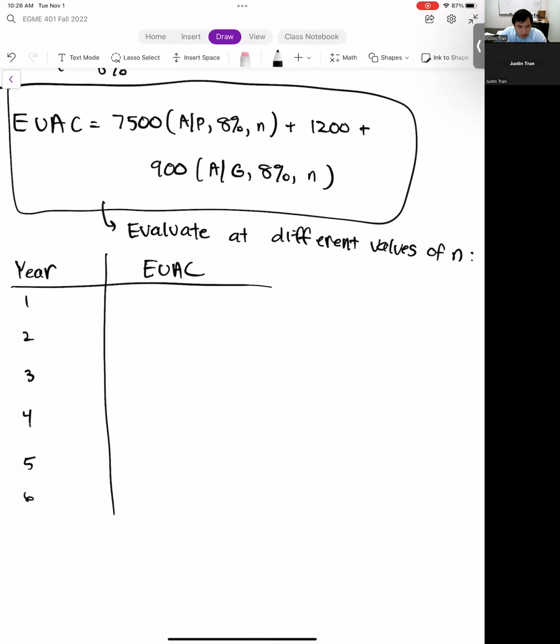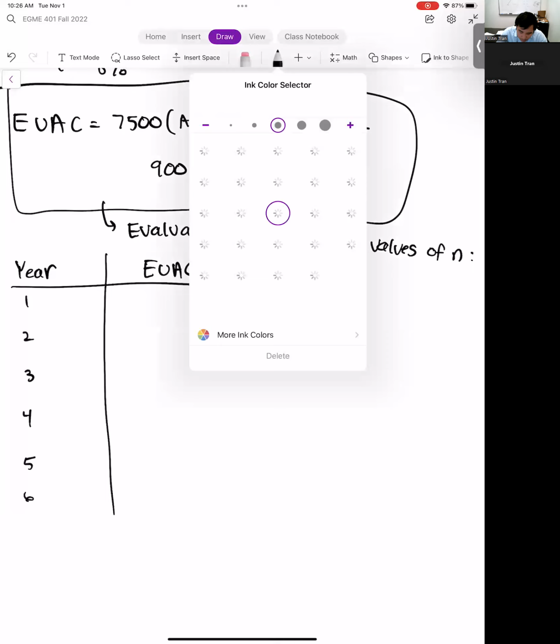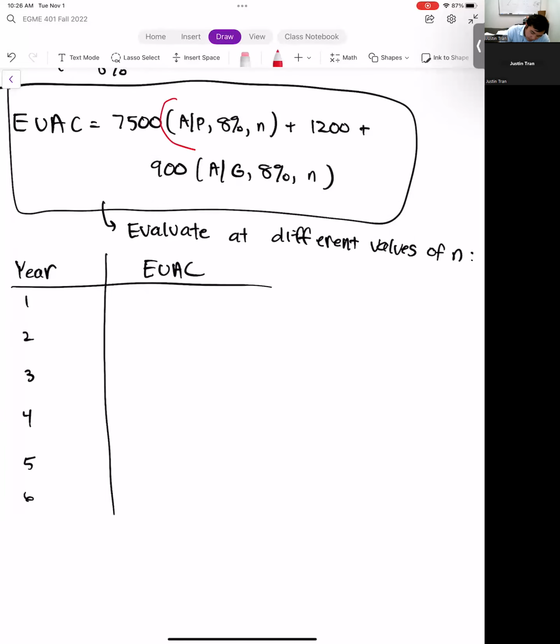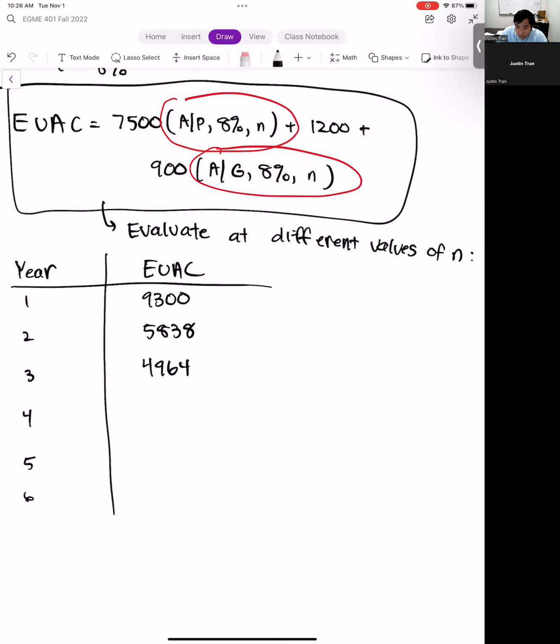If we plug in n equal to 1, that changes the values of this conversion factor and this conversion factor. What we get from that is an EUAC of 9,300. For n equal to 2, we get 5,838. For n equal to 3, we get 4,964. For n equal to 4, we get 4,728. For n equal to 5, we get 4,739. For n equal to 6, we get 4,870.